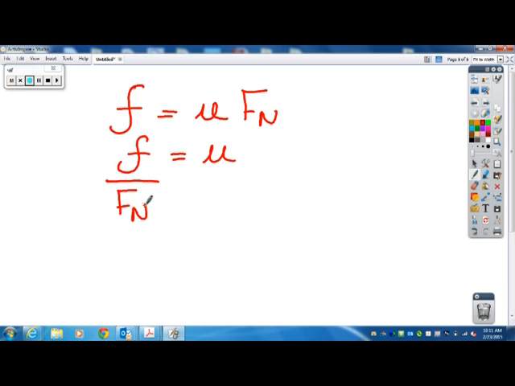All you're going to do is now take the force of friction divided by the normal force, and that's going to give you the coefficient of friction. What is the normal force? Well, the normal force is the force that's acting on the ball when the ball is sitting in the track. So I'm just drawing a small section of the track. When the ball is sitting in the track, the force of gravity is pushing the ball down.